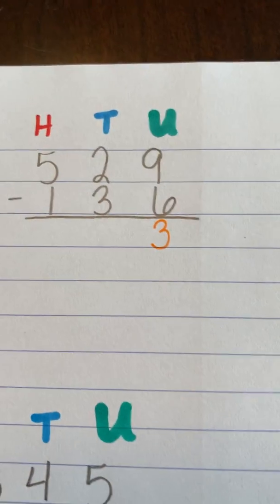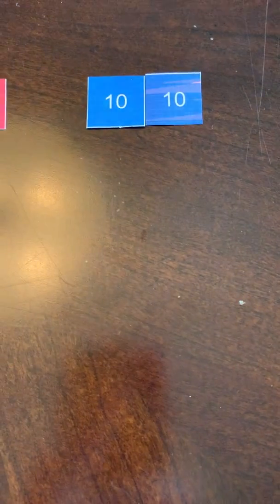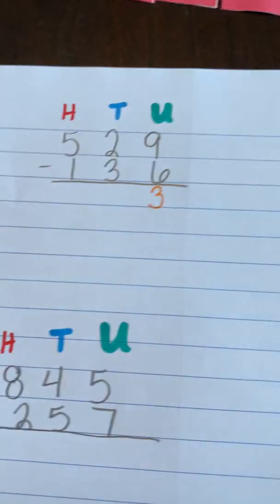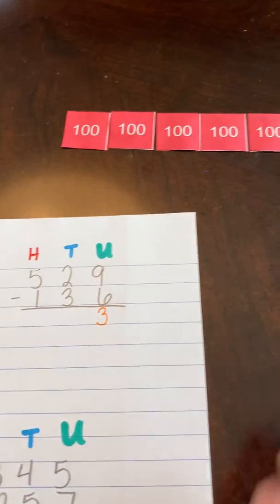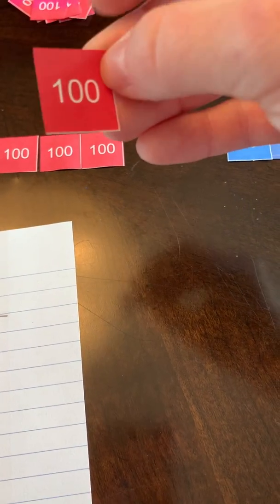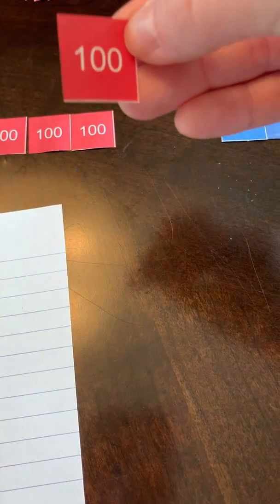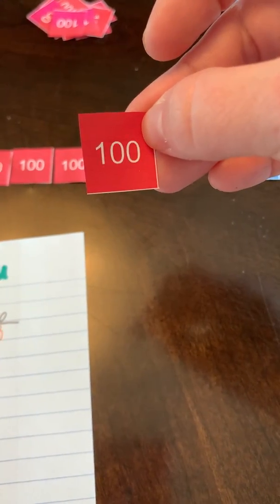Next, our next place value is the tens place. We have 2 tens and we need to subtract 3. But we don't have enough tens to take away 3. So I'm gonna borrow from the hundreds. 10 tens equals 100. So if I trade this in, I can trade it in for 10 blue 10 squares because 10 tens equals 100.